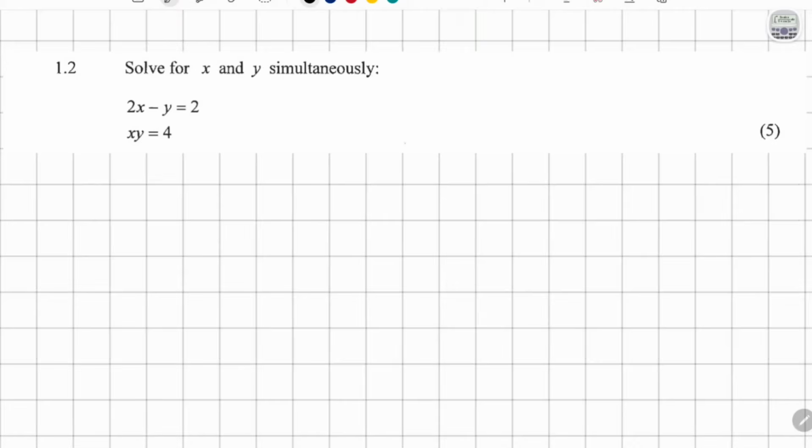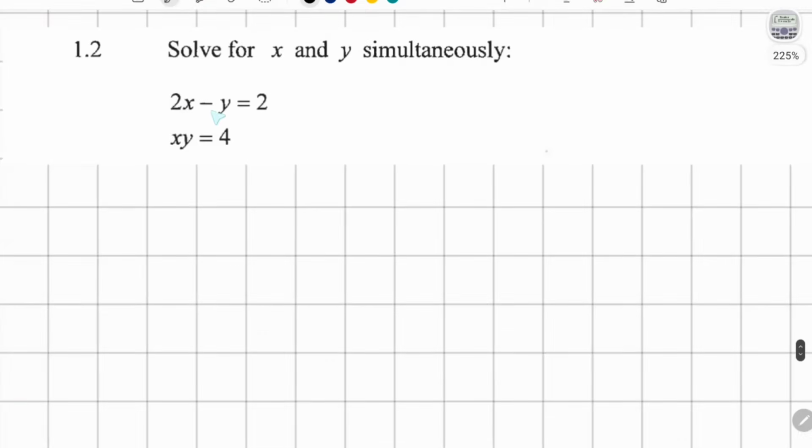And now 1.2 says solve for x and y simultaneously, and this is what we've been given. Two equations. Now, look at your equations. The first equation, as you can see, is a linear equation. The other one is not really linear. This is more like a hyperbolic equation. Always spot the linear equation and you're going to start with that one. You can call that equation 1, and then the second one by default is equation 2.